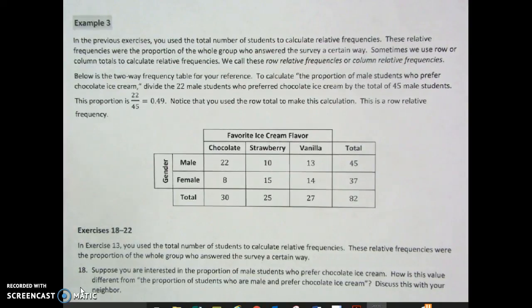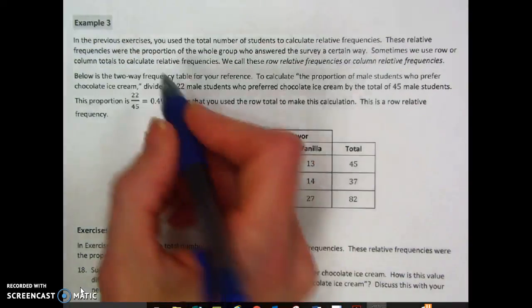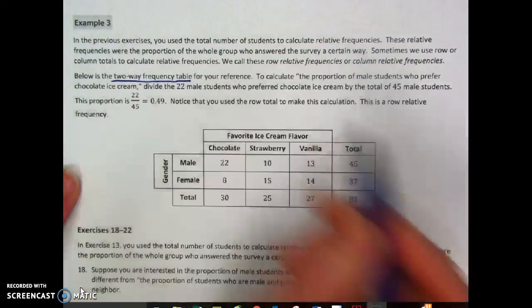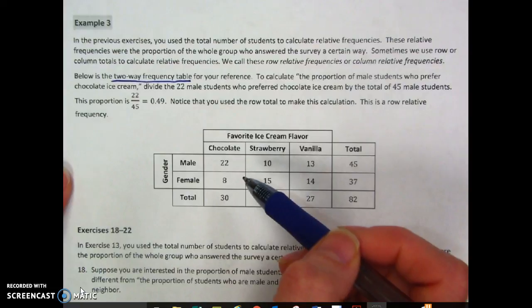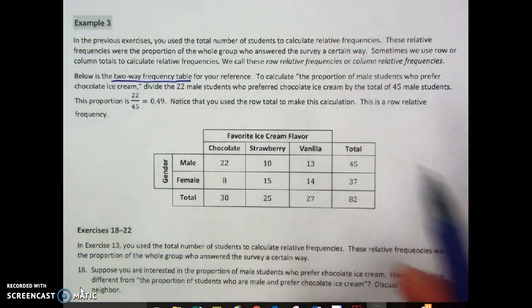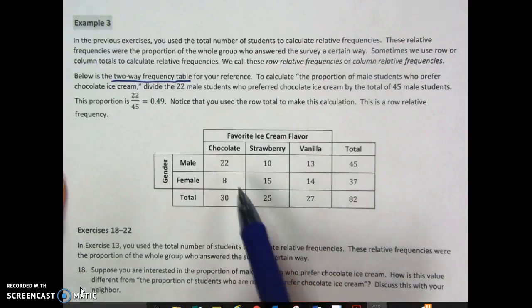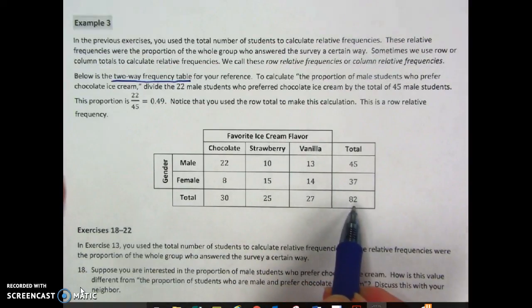All right, example 3. We're looking now, instead of asking everybody just what their favorite flavor of ice cream was, we asked them what their favorite flavor was, and we recorded whether they were male or female. So we are looking at a two-way frequency table now because we have two pieces of information. This is bivariate because we have two pieces of information. Now, we can find the relative frequencies for each one of these by using 82 as our total.